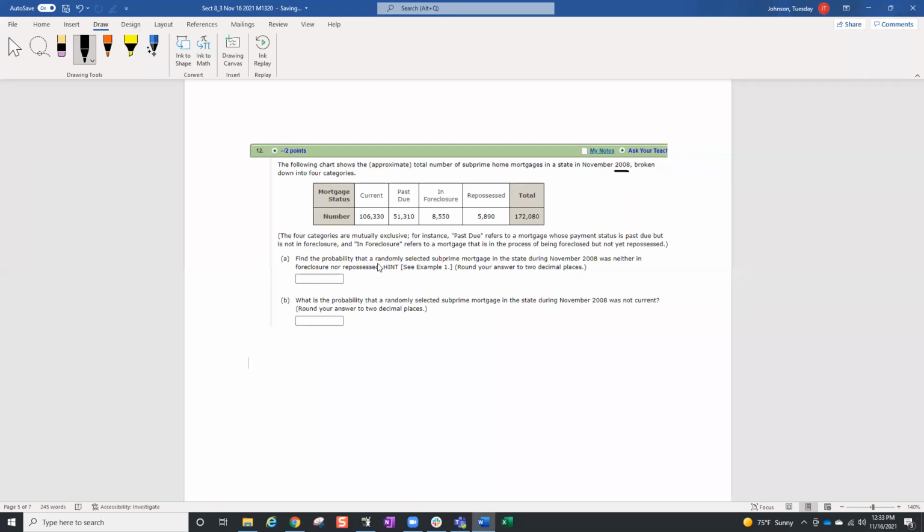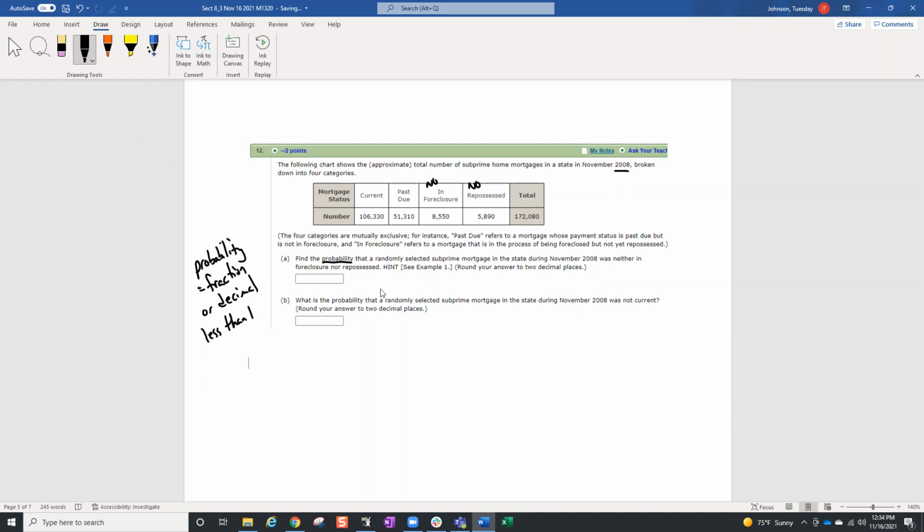Find a probability. All right, so we're looking at a fraction. Every time it says probability, we're looking for a fraction, or a decimal less than 1. That a randomly selected subprime mortgage in the state during November of 2008 was neither in foreclosure nor repossessed. All right, so when I randomly pick, I don't want those two.